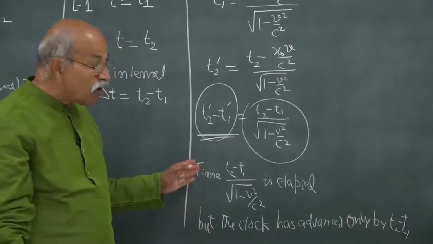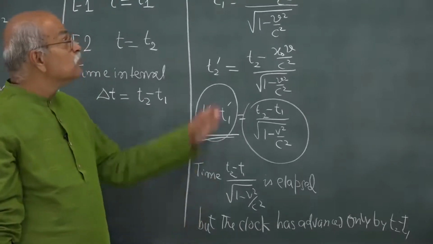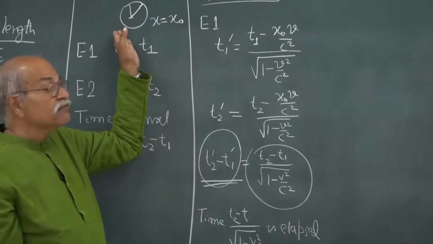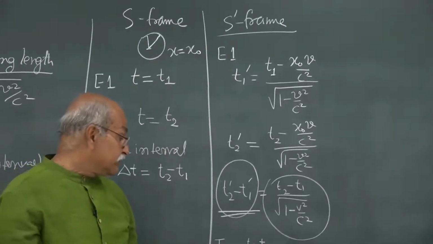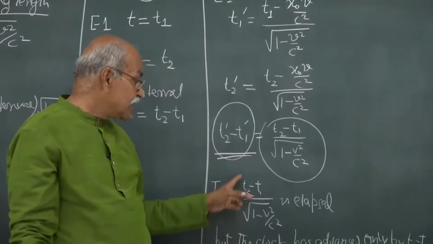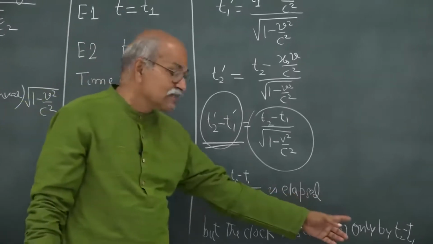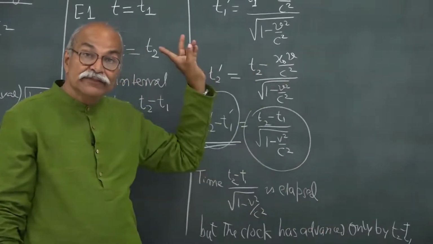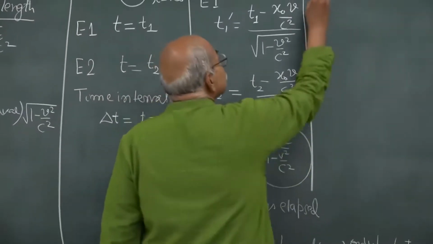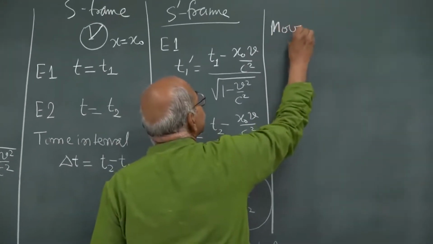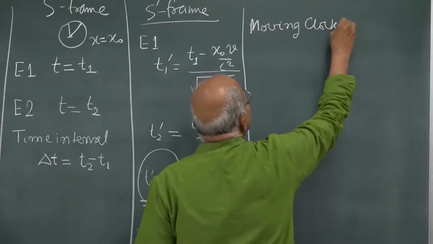So, the clock is running slow. According to S prime, the clock of S is running slow. A time this much has been elapsed, but the clock has advanced by a smaller amount t2 minus t1. So, this is running slow. So, this time dilation thing can also be phrased as moving clocks run slow.